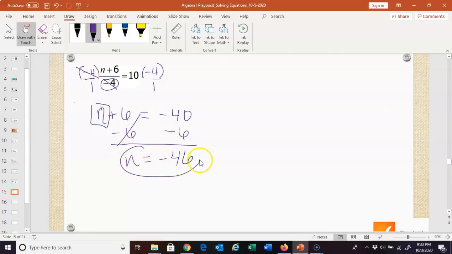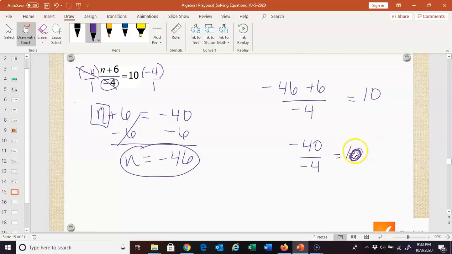Is that right? Let's check it. Instead of n, I'm going to write -46. And let's see if the left-hand side equals 10. So on the top, we're going to have -46 plus 6, which is -40, divided by -4 equals 10. And sure enough, negative divided by negative is a positive 10. They do equal. Checks out.